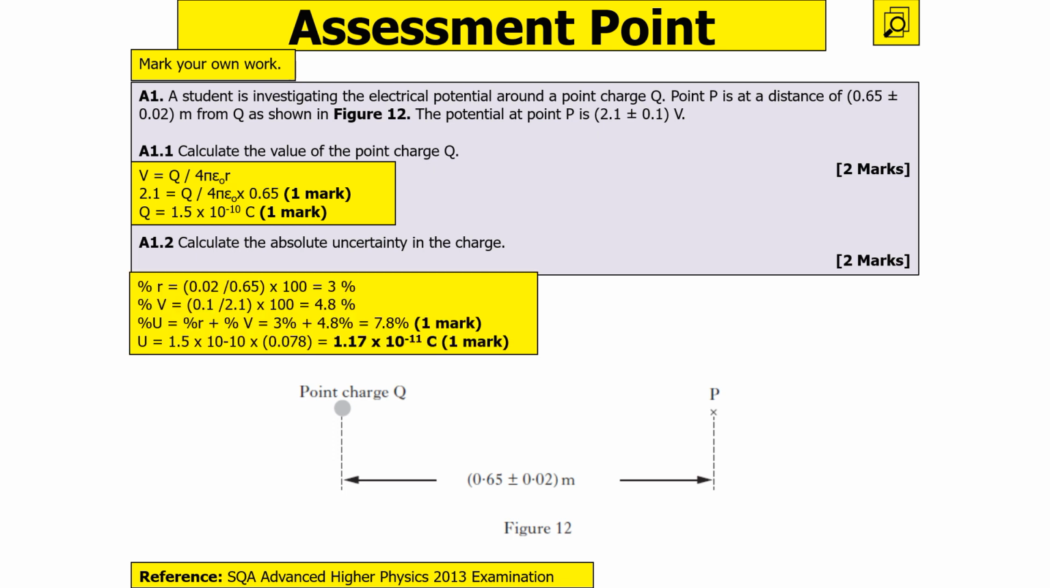So that tells us we work out firstly the percentage uncertainty in r, which is 0.02 over 0.65. It's the absolute uncertainty divided by the value times 100, so we get 3%. We do the same for the percentage uncertainty in the potential, which is 0.1 over 2.1 times 100, which is 4.8%. Because you're multiplying the two values in your equation for Q, you add the two percentage uncertainties, so that gets you 7.8%. So therefore you work out 7.8% of the answer, which is 1.5 times 10 to the minus 10. So you get 1.17 times 10 to the minus 11 coulombs.